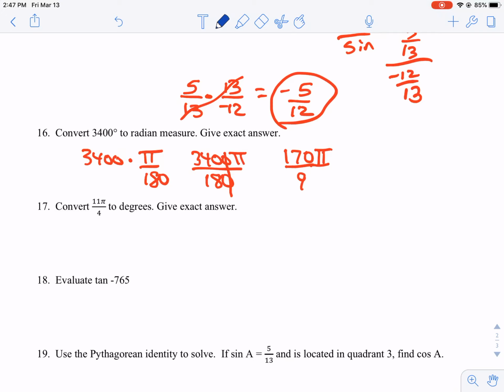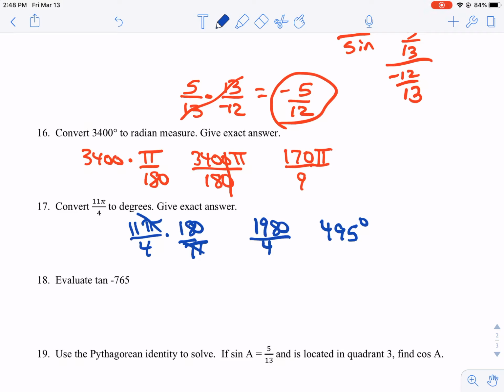All right, we're converting this one to degrees. To convert to degrees, you multiply by 180 over pi. The pi's will cancel out. 180 times 11 is 1980 over 4. That comes out to be 495 degrees.